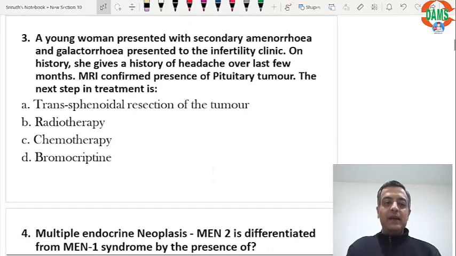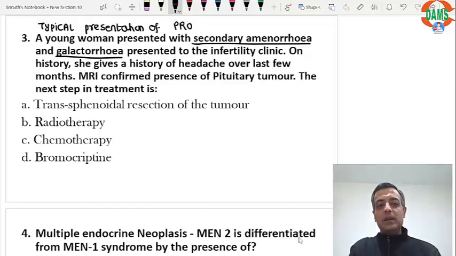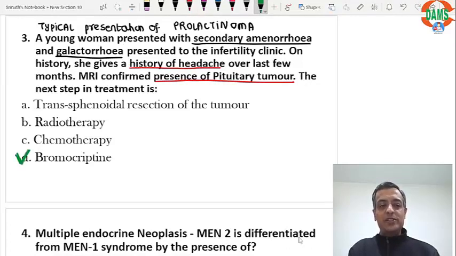Question 3. A young woman presented with secondary amenorrhea and galactorrhea. This is the most typical presentation of a prolactinoma, that is a pituitary tumor. The patient gives a history of headache over the last few months, and MRI confirms the presence of a pituitary tumor.